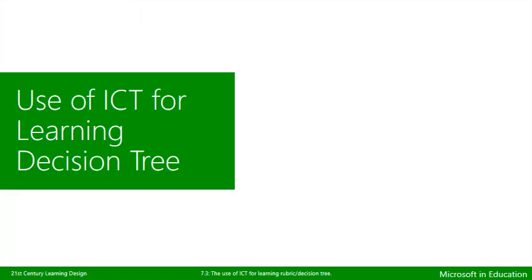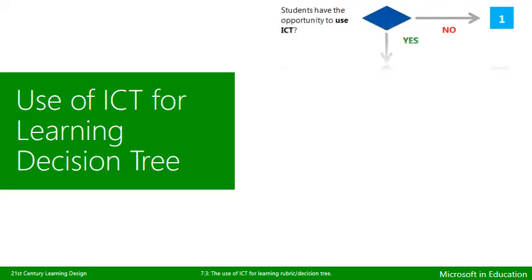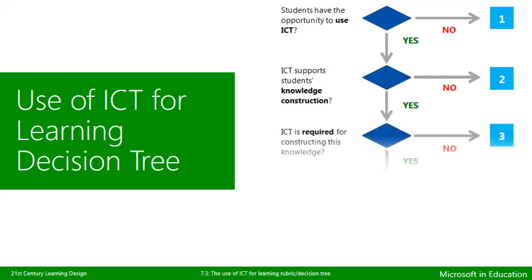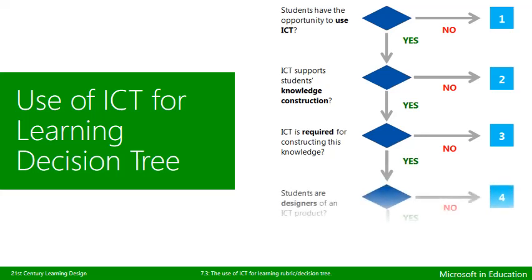We can capture all of these ideas by using the Use of ICT for Learning decision tree. There are 4 questions in the Use of ICT for Learning decision tree. The first relates to whether the students have the opportunity to use ICT in the learning activity. The second is to determine if ICT supports students' knowledge construction. The third question asks if ICT is required for constructing this knowledge. The fourth question asks if the students are designers of an ICT product.